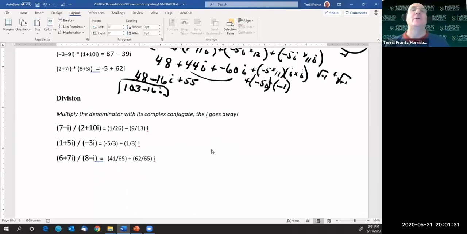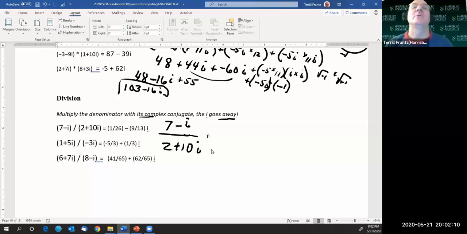All right. So 7 minus i divided by 2 plus 10i. I got the answer here for us. Anybody have a guess? How do you do this? Well, multiply it by 1. Duh. Oh, I have the answer right here. Silly me. So you multiply the denominator with its complex conjugate. The i goes away. Woohoo. So what we're saying here is, I'm going to multiply this by 1. Simple. Huh? What's that going to do?